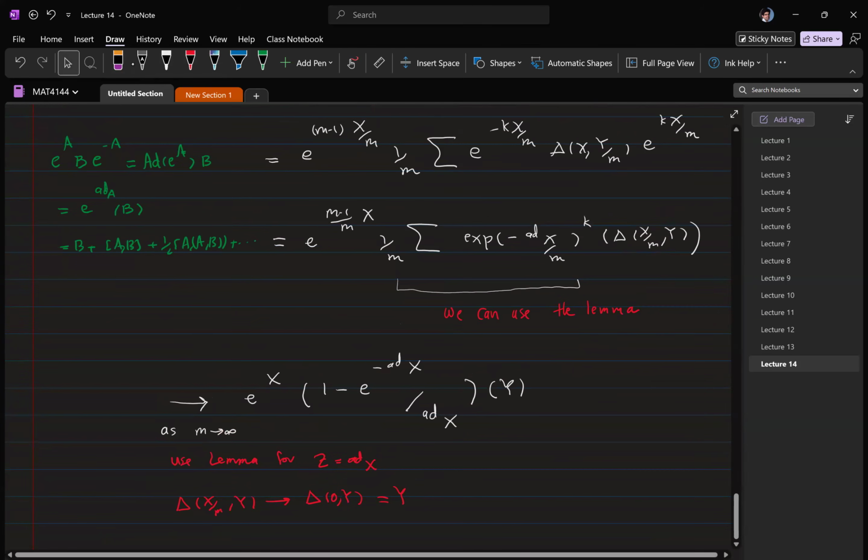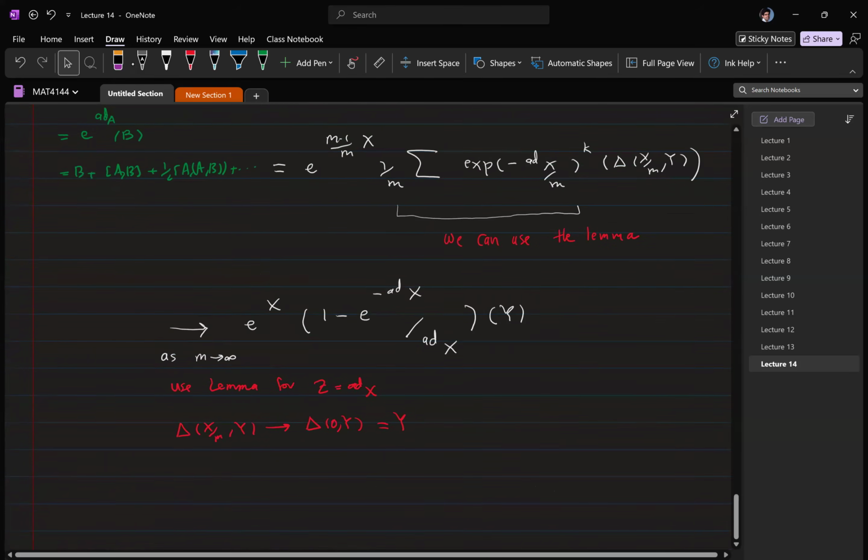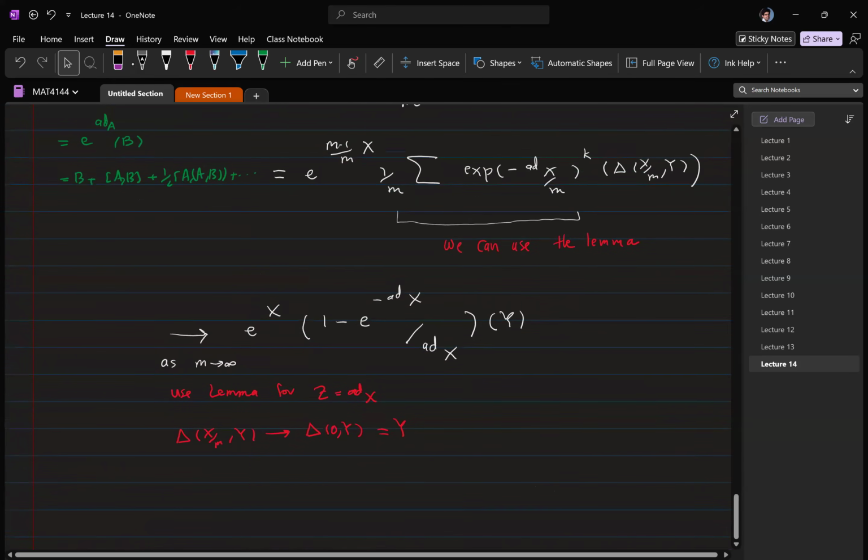Okay, and this is the right-hand side of the theorem that I want. So I started from the derivative of e to the x plus ty, and I just got the right-hand side I want.